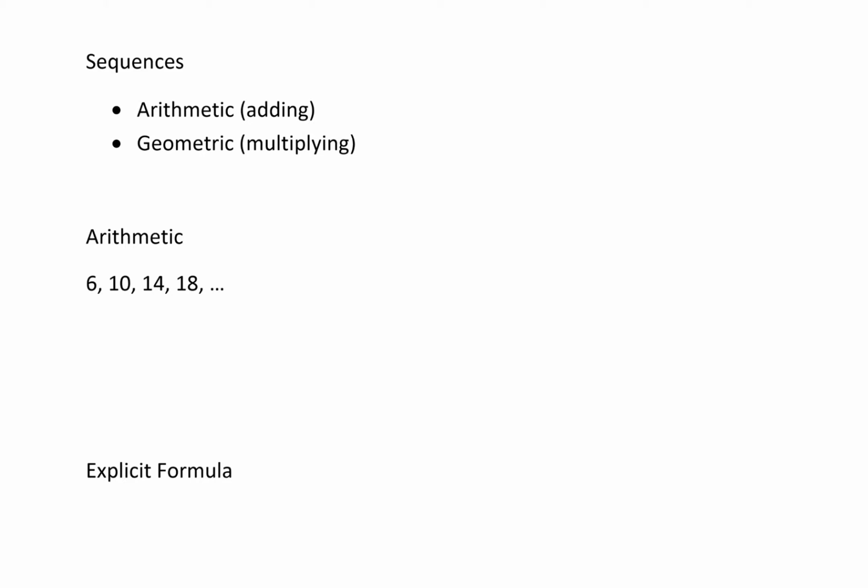The standard is about sequences. We're going to talk about two different kinds: arithmetic, where you get from term to term by adding, and geometric, where you get from term to term by multiplying.